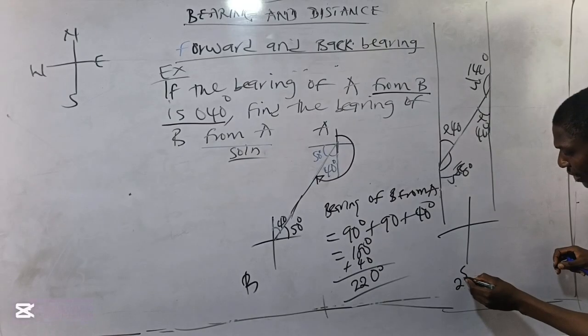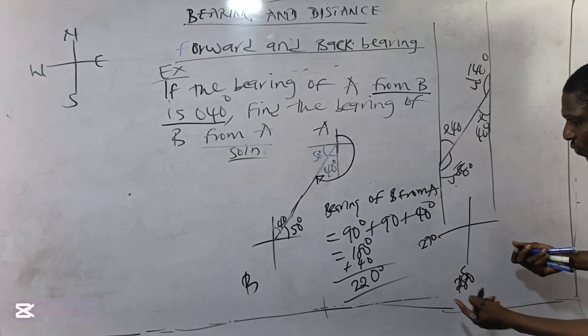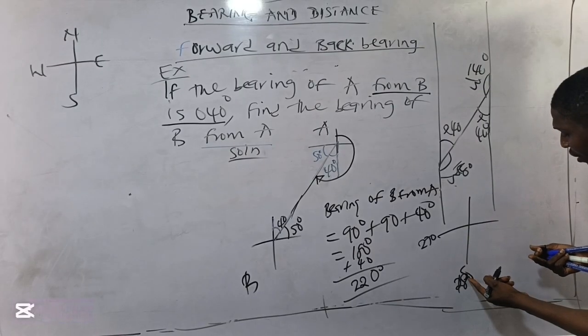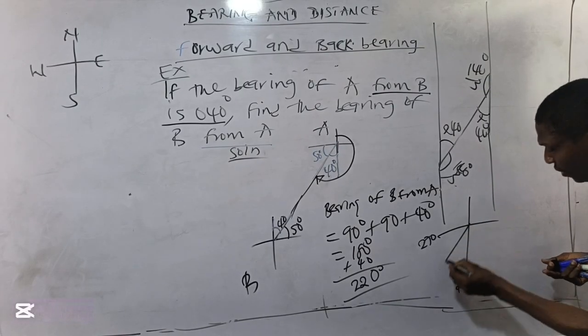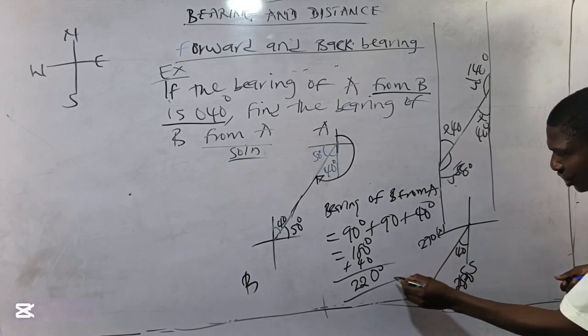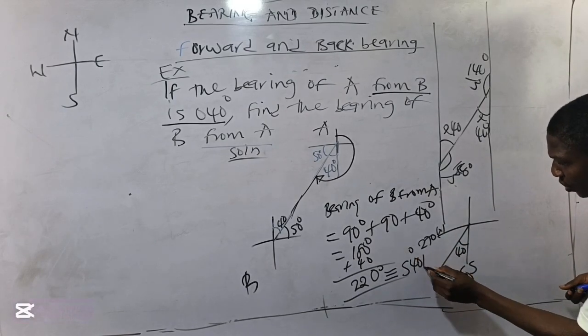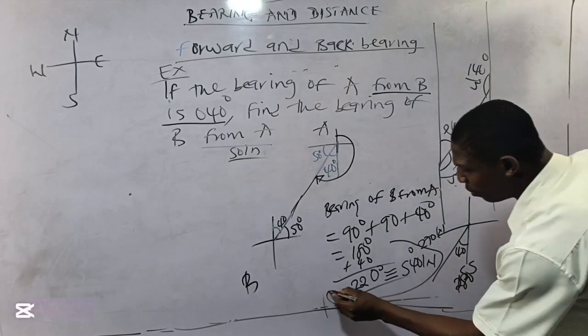This is 180, this is 270. So it's greater than 180 and less than 270. If I say 220 minus 180, it will give me 40 degrees. So this is 40 degrees, and this is south, and this is west, which is also equivalent to south 40 degrees west. So this is my answer.